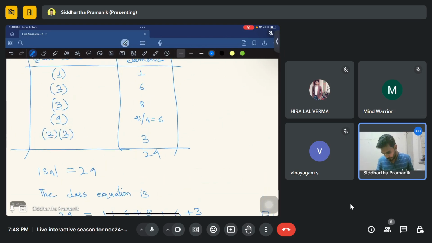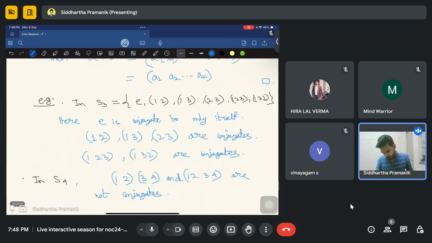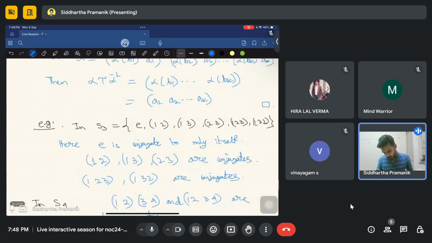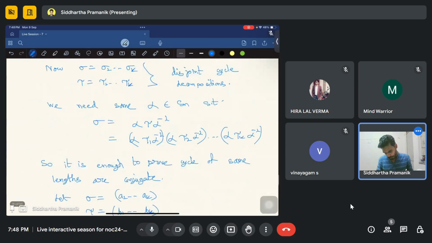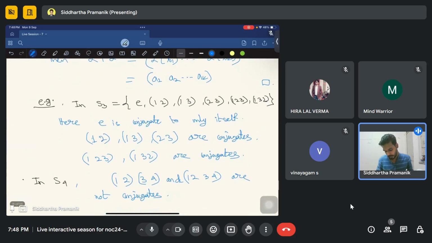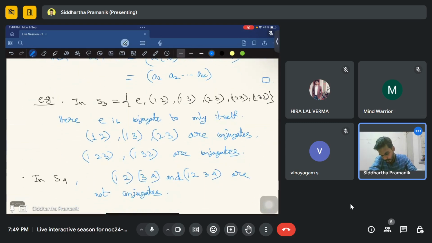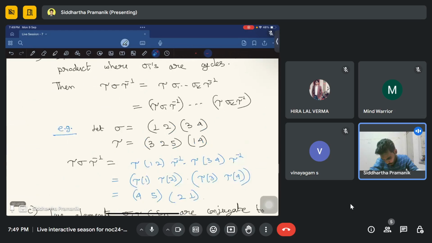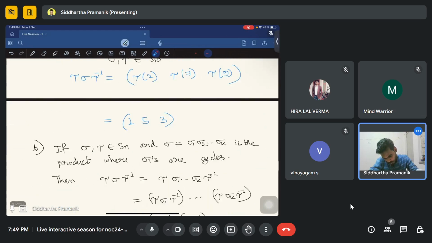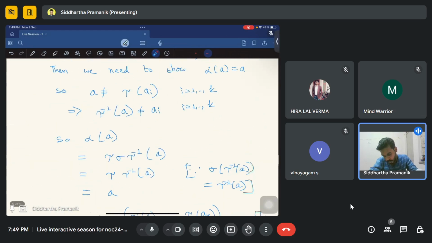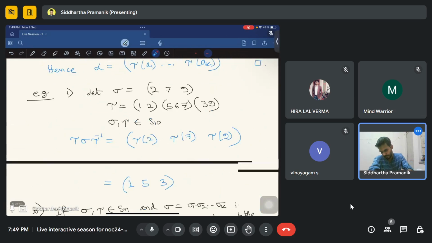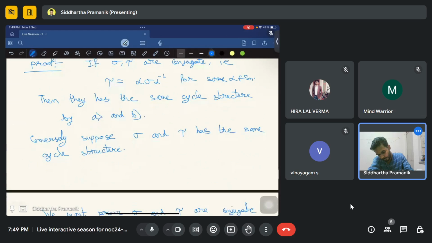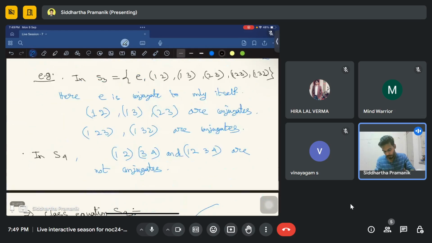So we have found the class equation of S4, and also we have seen the classification of S3 in the lectures. Now I want to do one application of this conjugacy result in Sn. One more application. That is an interesting problem.